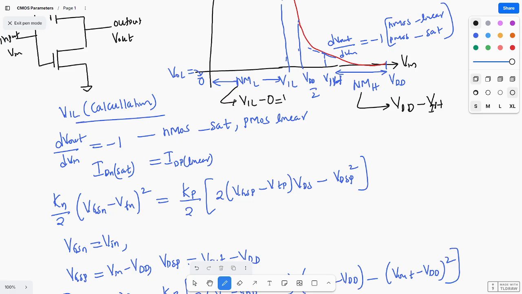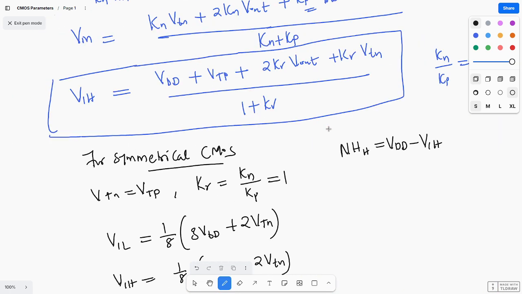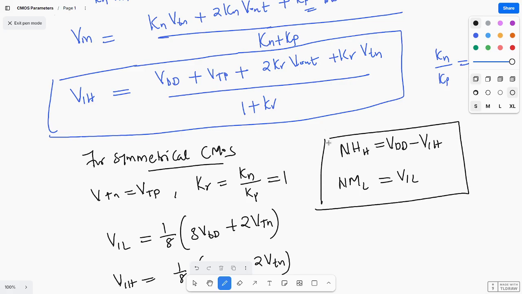NML is equal to VAL only. Input low means here you see. So noise margin low, you are getting VAL only, from the curve itself. So like this, you need to calculate VAH and VAL.